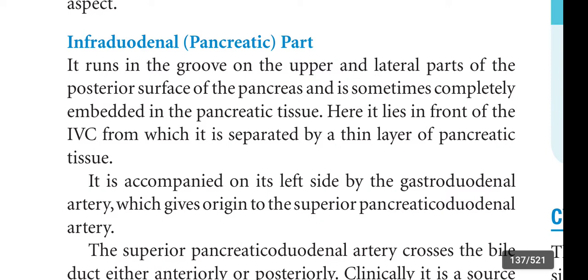Once again, infraduodenal, also called the pancreatic part of the bile duct. It runs in the groove on the upper and lateral parts of the posterior surface of the pancreas and is sometimes completely embedded in the pancreatic tissue. Here it lies in front of the inferior vena cava, from which it is separated by a thin layer of pancreatic tissue. It is accompanied on its left side by the gastroduodenal artery, which gives origin to the superior pancreaticoduodenal artery.